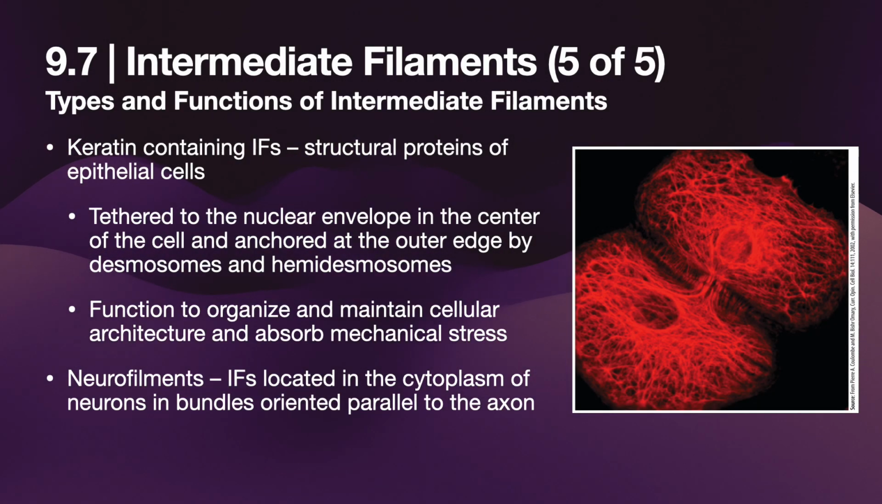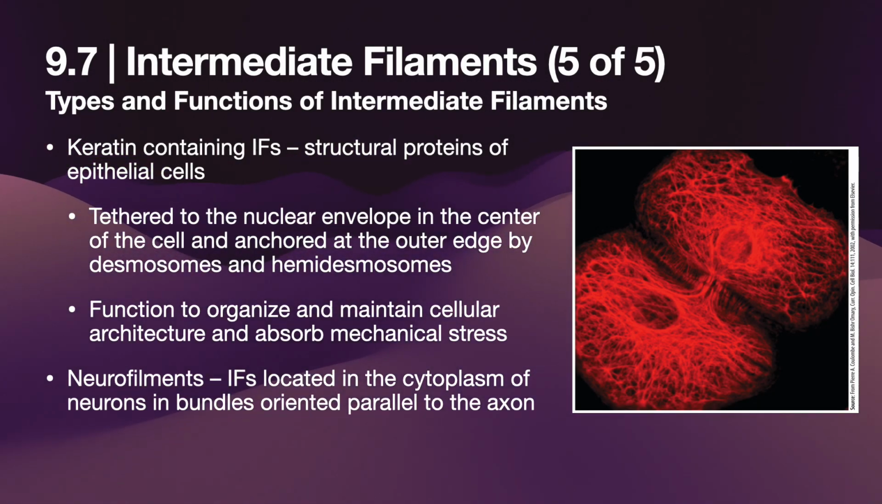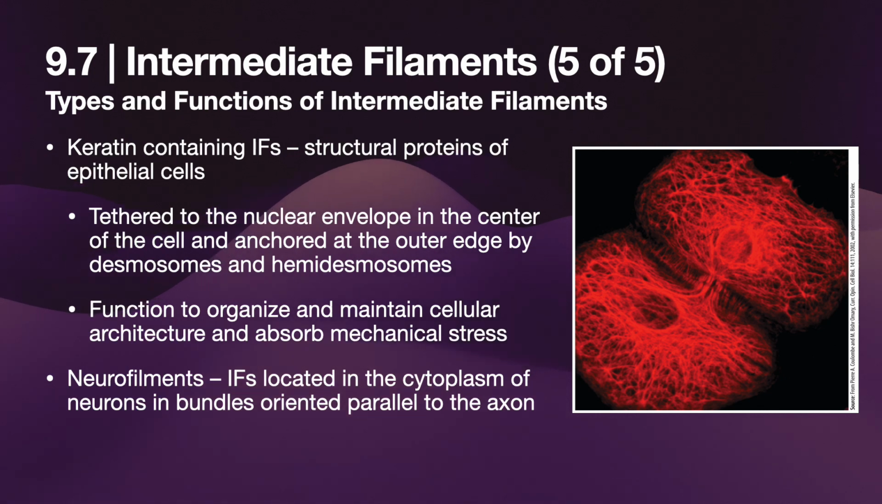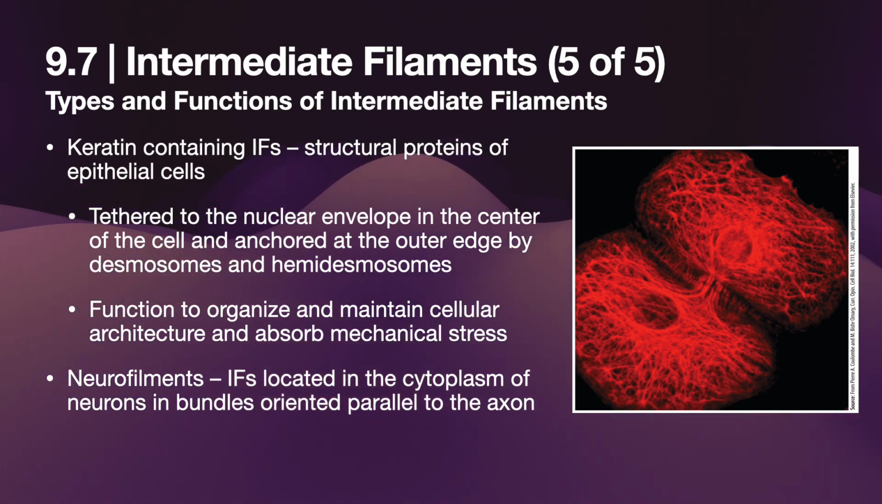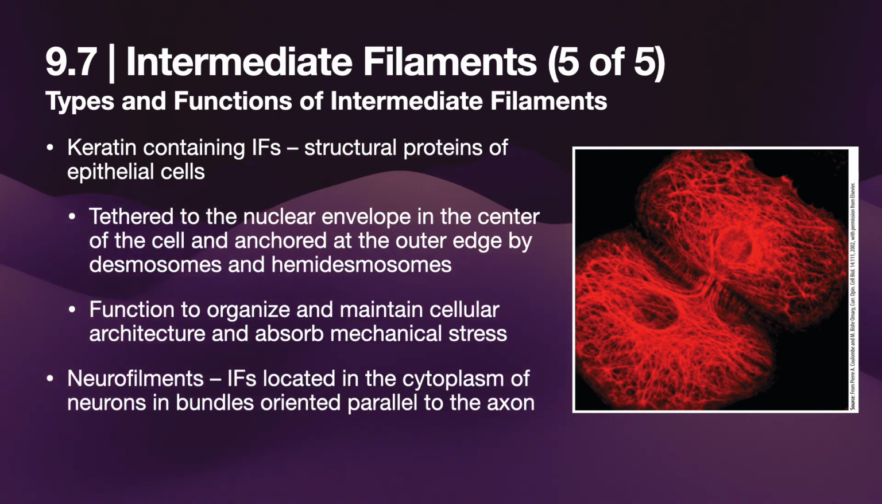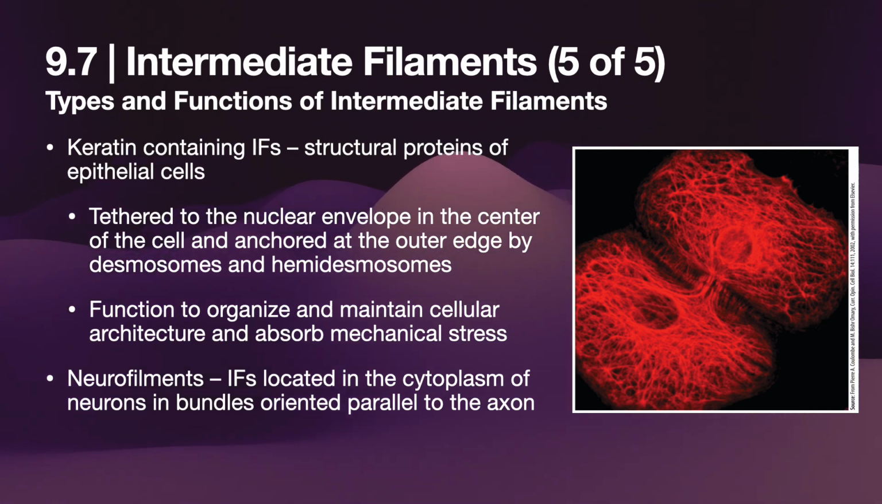We have different types and functions of intermediate filaments. We have keratin-containing IFs. These are the structural proteins of your epithelial cells. They are tethered to the nuclear envelope in the center of the cell and anchored at the outer edge by desmosomes and hemidesmosomes. They function to organize and maintain cellular architecture and absorb mechanical stress.